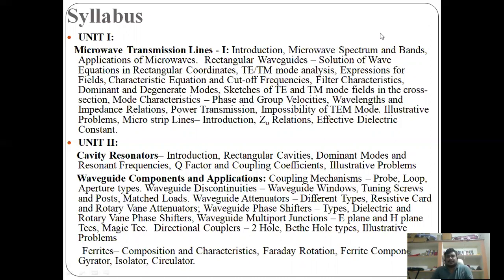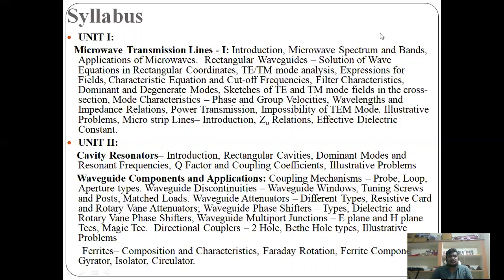Basically we have three different types of waveguide, but as per our syllabus, we are going to discuss the rectangular waveguide: solution of wave equations in rectangular coordinates, TE and TM mode analysis, expressions for the fields, characteristic equation, cutoff frequency, filter characteristics, dominant and degenerate modes. These are very important, because which frequencies we can use in microwave devices will be decided by these dominant and degenerate modes.